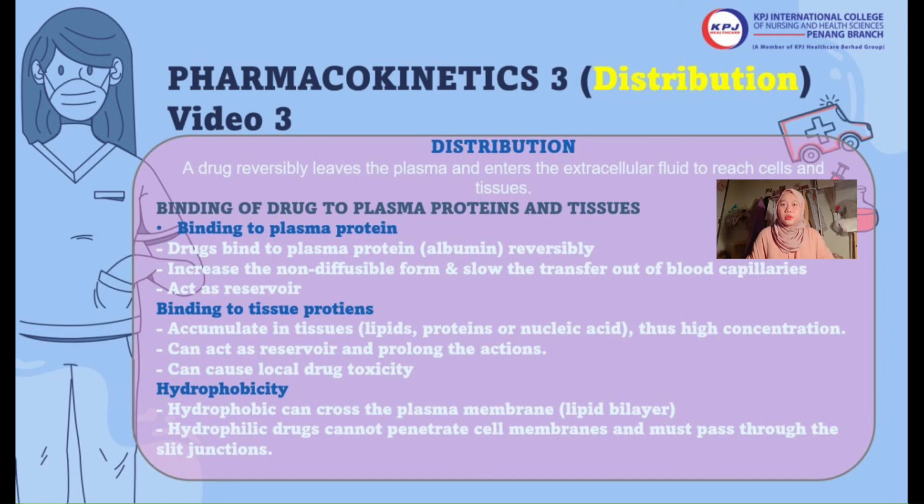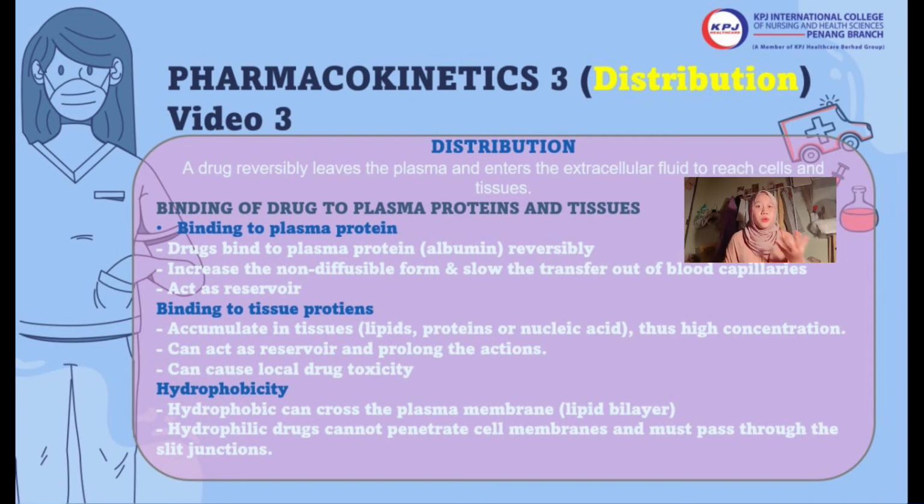What is binding to tissue protein? It is accumulation in tissue, which is lipids, proteins, or nucleic acid, where sites of high concentration can act as reservoir, prolong the action, and can cause local drug toxicity. And lastly is hydrophobicity.